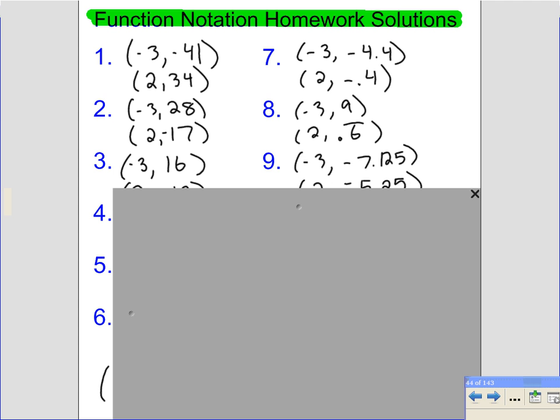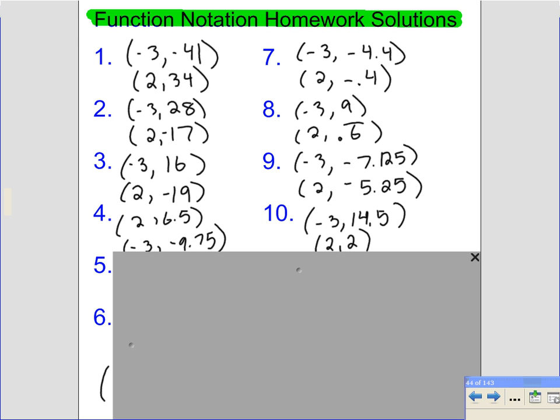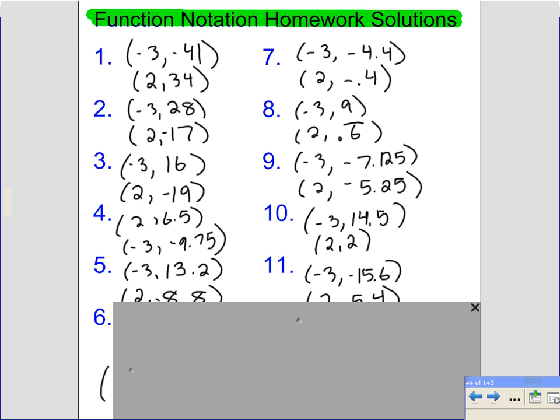Will, number 4. Negative 3, negative 9.75, and 2. Wonderful. Lucy, 5. Alina, 5. Negative 3, 13.2, 3, negative 8.8. Oh, I forgot to review that one. Eric, 6. Negative 3, comma 15, and 2, comma 8.9. The second one is right.